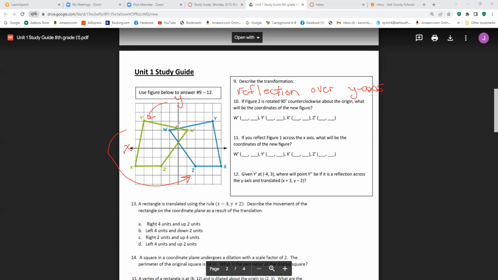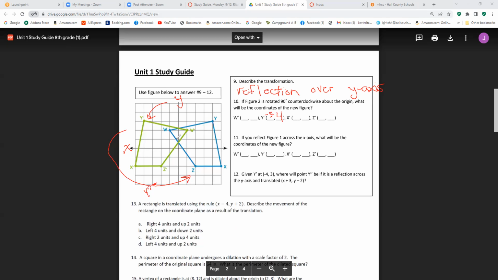All right, so we're going to take, let's start with y. So y is at negative 4, 3. So instead of negative 4, positive 3, we're going to move this into the third quadrant, which means actually both of our coordinates would be negative. So this is going to be at negative 3, negative 4. This is going to be y double prime.